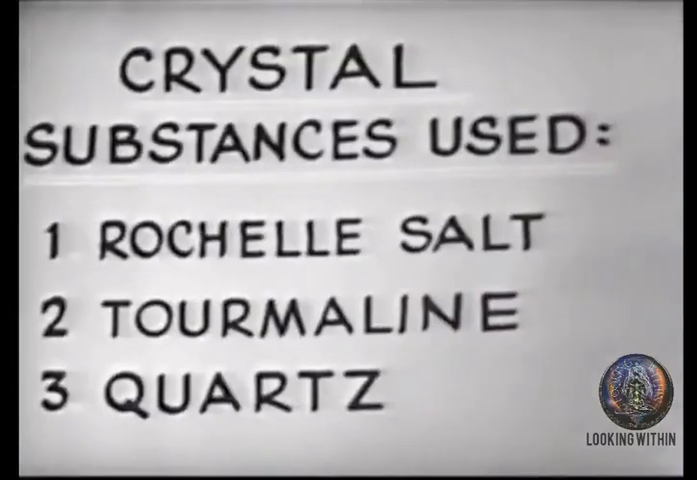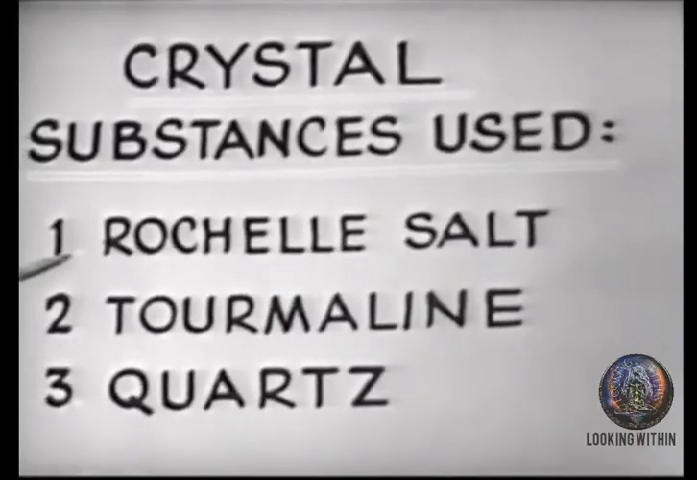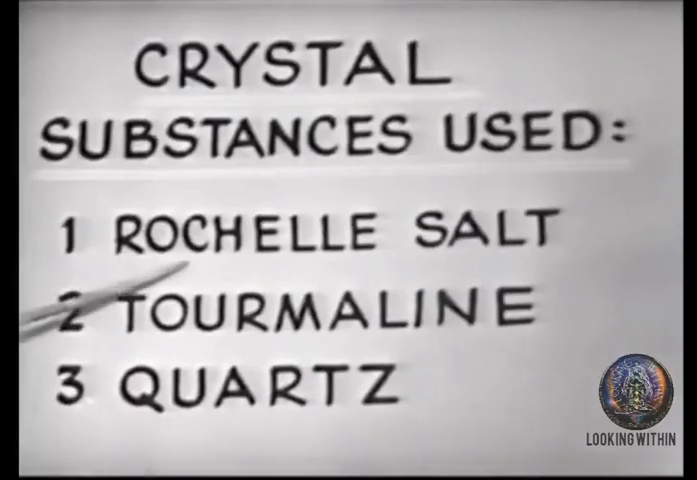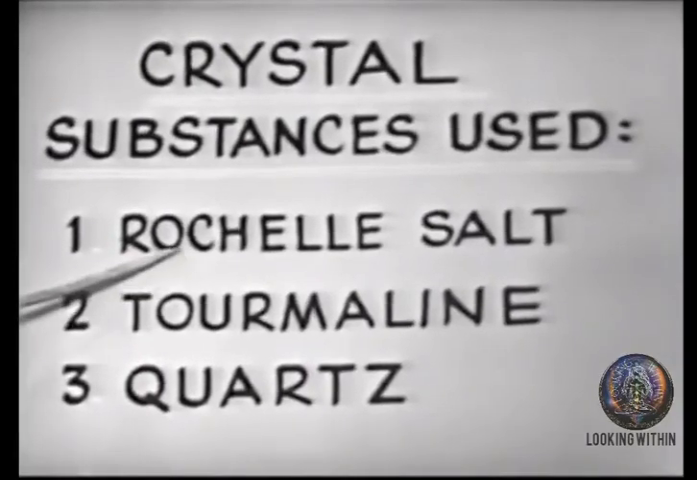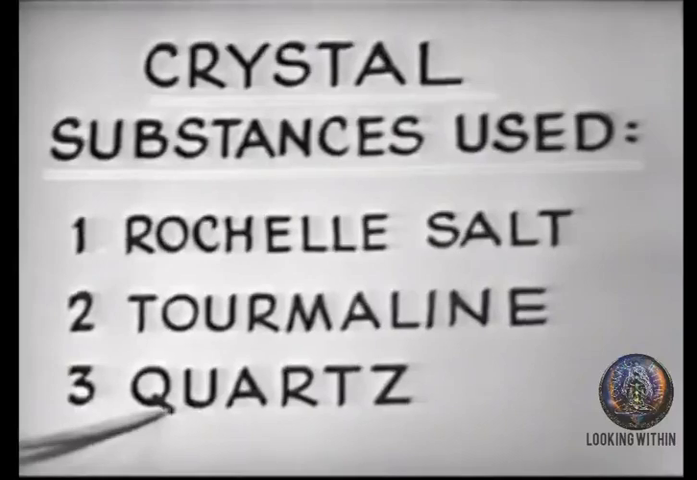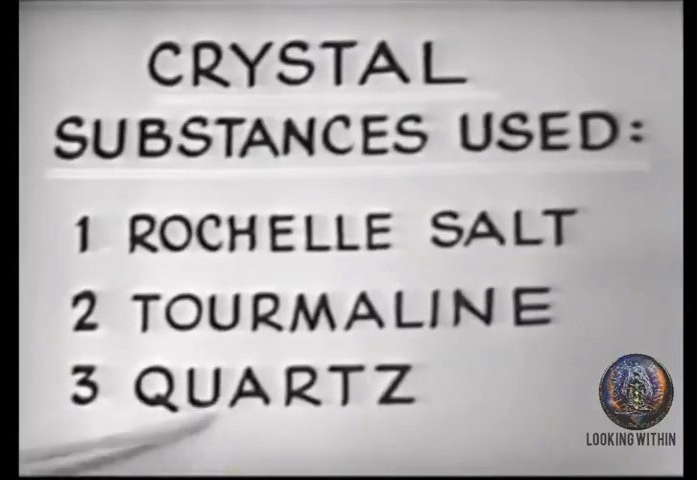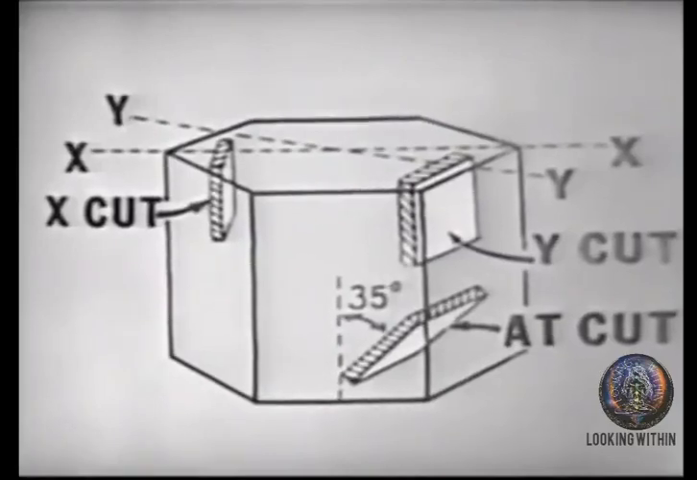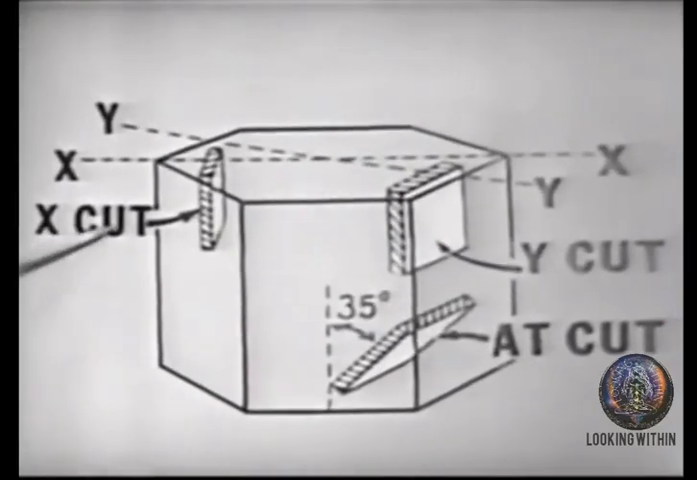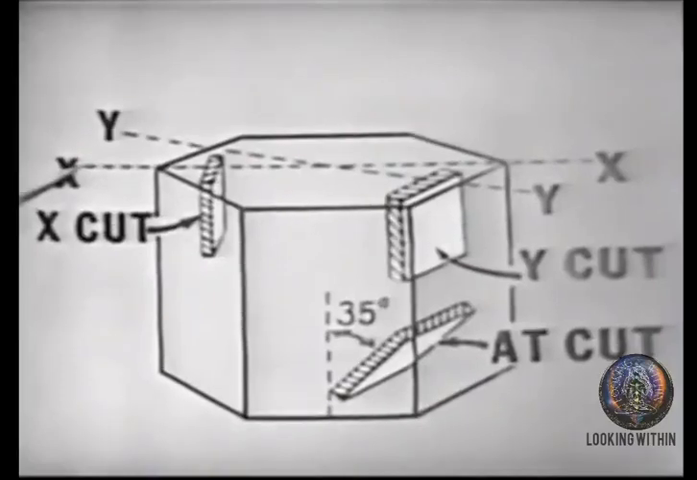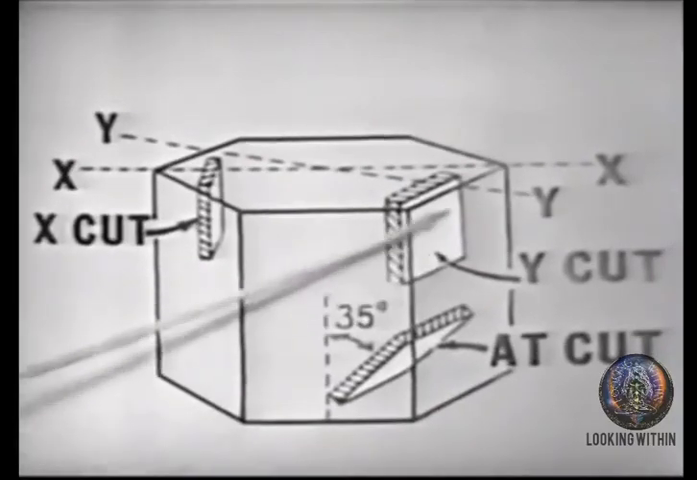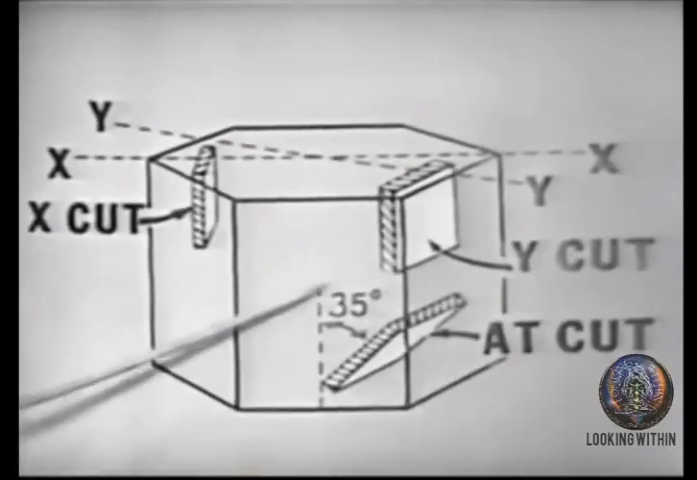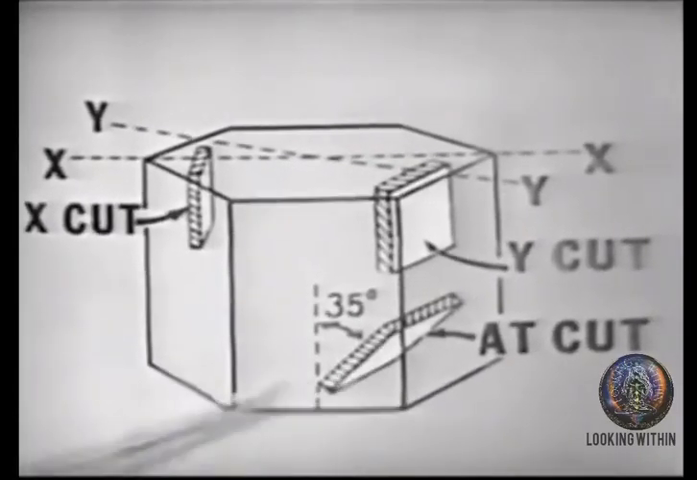Then we saw the 3 substances used: Rochelle salt, tourmaline, and quartz. We said that Rochelle salt exhibits the piezoelectric effect to the greatest degree, but that quartz is most generally used because of its mechanical strength. Then we saw the 3 basic crystal cuts that we were considering: the X cut, which is made perpendicular to the X-axis, the Y cut, which is made perpendicular to the Y-axis, and the AT cut, which is made at a 35-degree angle from the Z-axis.